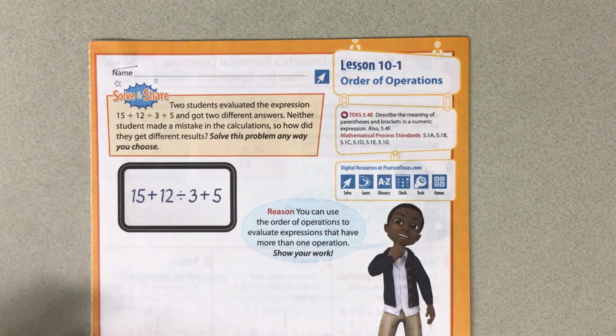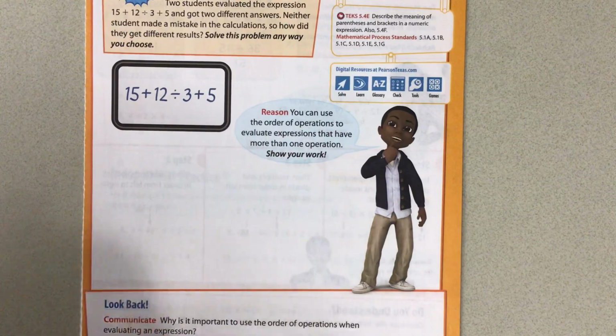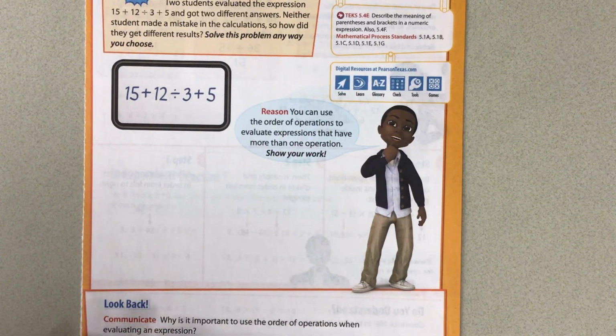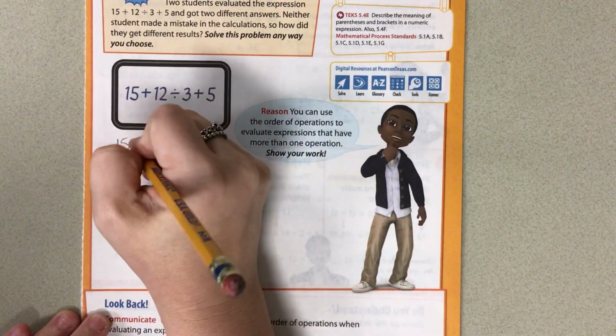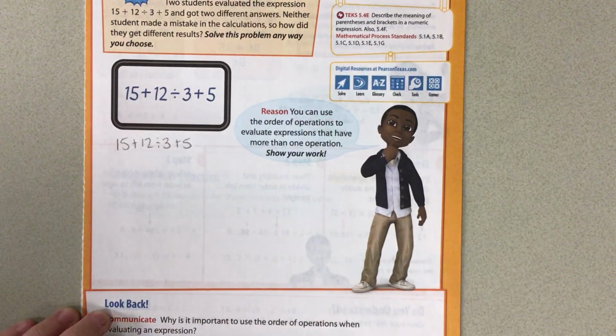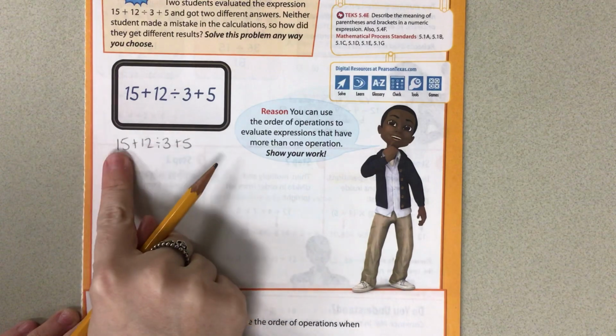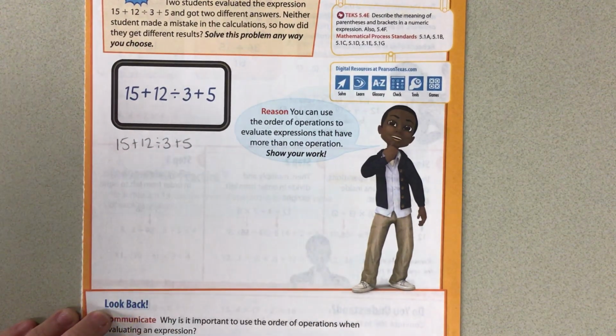Lesson 10.1, orders of operation. So we're going to look at this equation today, and we're going to look at two ways to solve this equation. There's a right way and there's a wrong way. So when you're looking at 15 plus 12 divided by 3 plus 5, most of us kind of want to read it left to right, and they want to solve it that way. But unfortunately, that's not the order in which we do things.